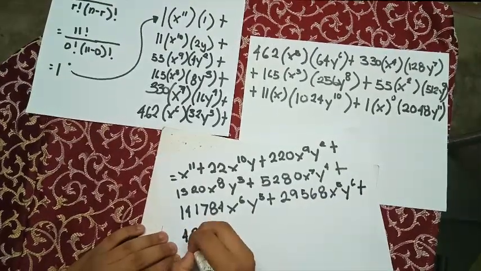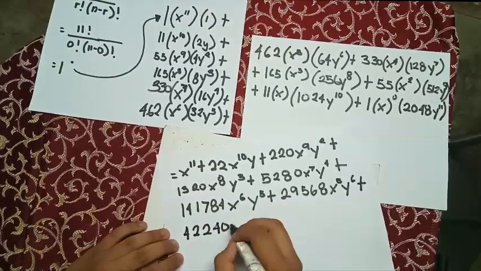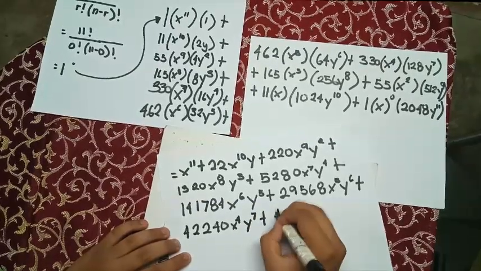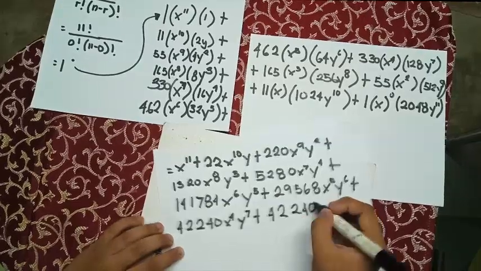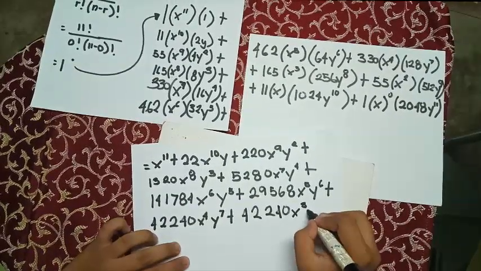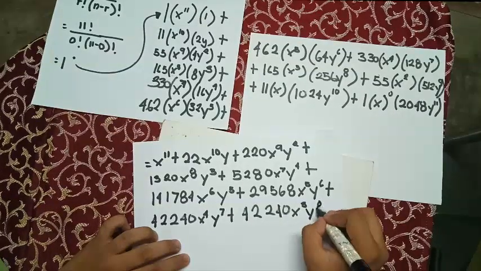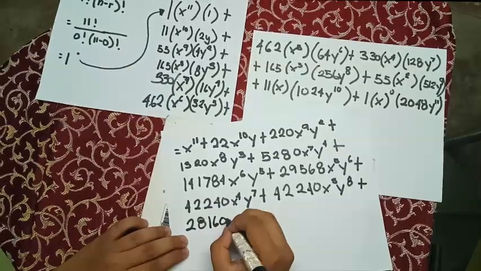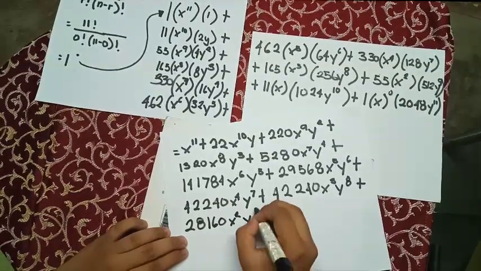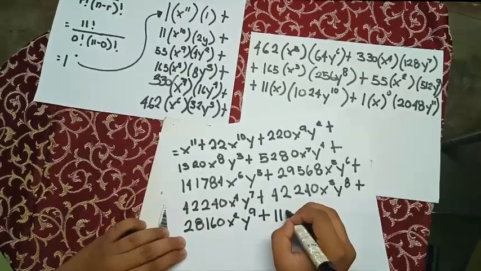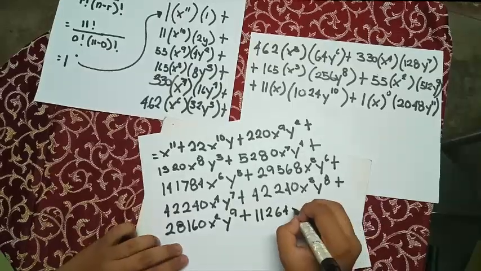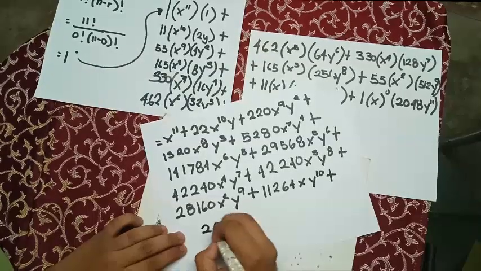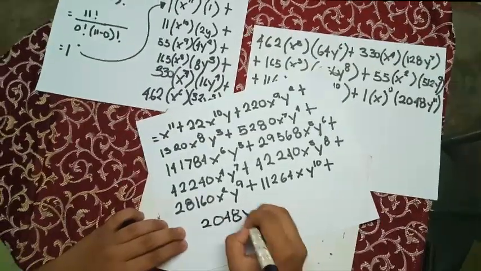42,240x raised to 4 y raised to 7 plus 42,240 again x cubed y raised to 8 plus 28,160x squared y raised to 9 plus 11,264x y raised to 10 plus 2,048y raised to 11. And this is the final answer.